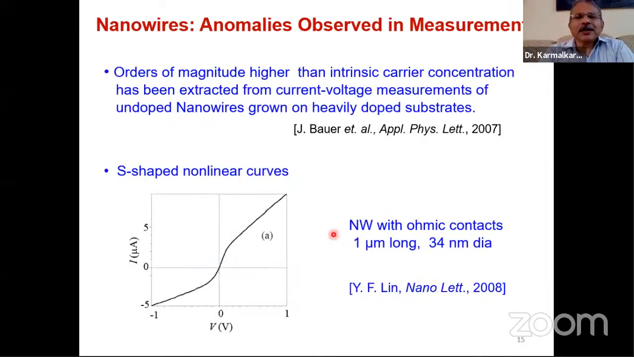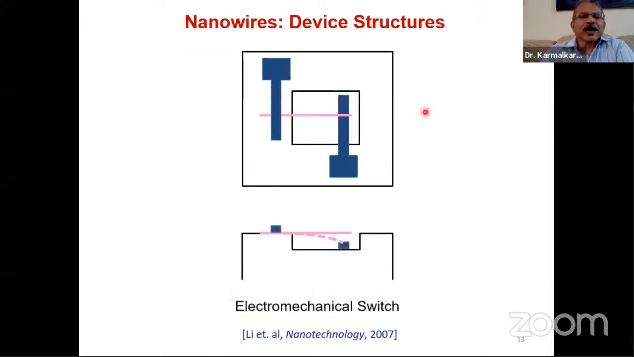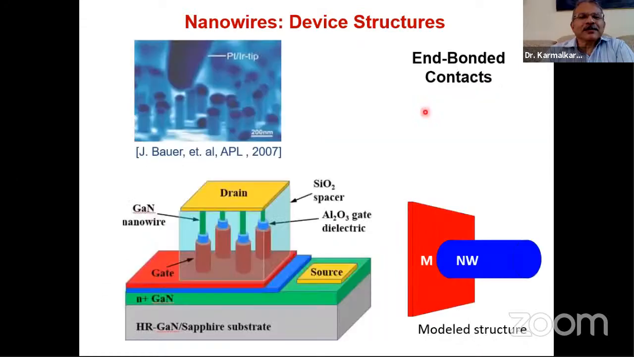Okay, now let's talk about the characteristics that are observed. One of the odd observations, I call it odd because it is unexpected, is that carrier concentrations orders of magnitude higher than the intrinsic carrier concentration have been extracted from current voltage measurements of undoped nanowires grown on heavily doped substrates. So look at this kind of arrangement where the wire is being characterized.